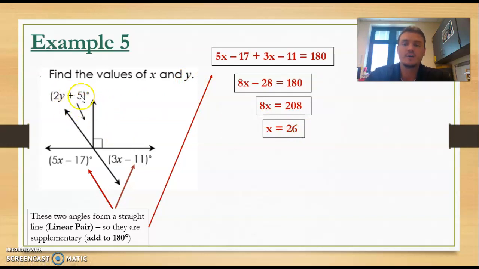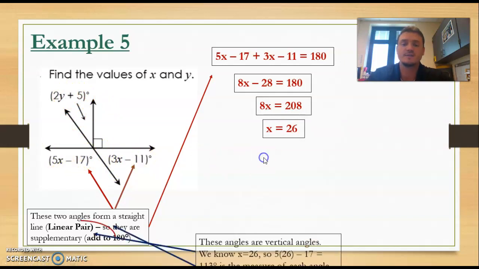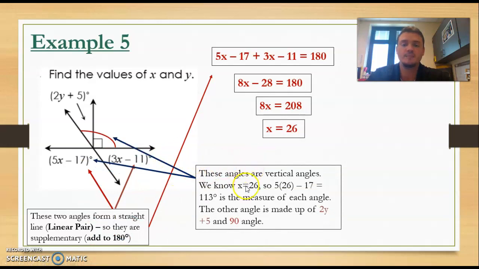Now, in order to figure out what y is, we need to figure out what these actual angle measures are. So the first step here is plugging in x to figure out what each of these angles are. In this case, there are a couple of methods that we can take to solve this. I like to just stick with vertical angles, because remember, vertical angles are always equal. So when we're working with vertical angle problems, we just have to set them equal to each other and then solve for a variable.